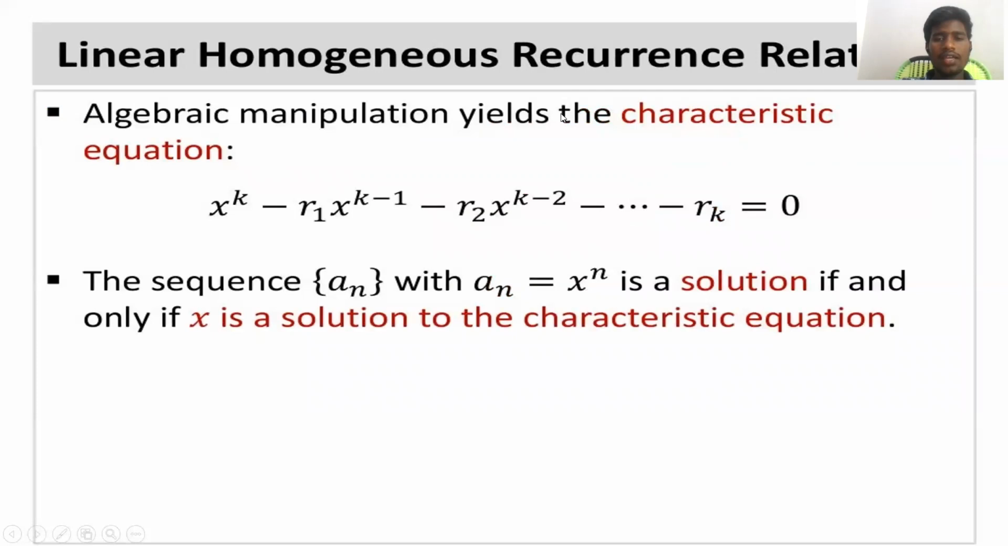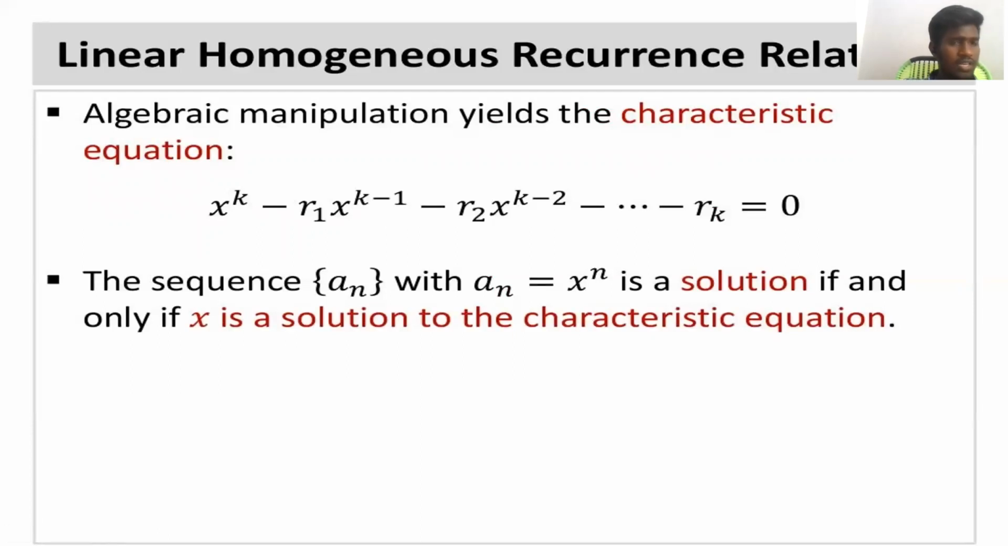Algebraic manipulation yields that the characteristic equation is x^k - r1 x^(k-1) - r2 x^(k-2) - and so on - rk = 0. The sequence an = x^n is a solution if and only if x is a solution to the characteristic equation. If x is a solution of this characteristic equation, then only can we say that an = x^n is the solution.